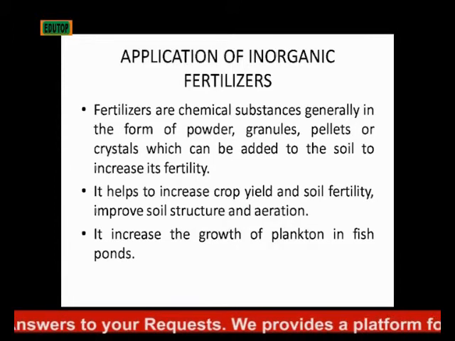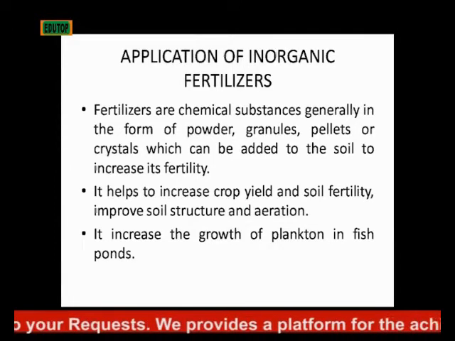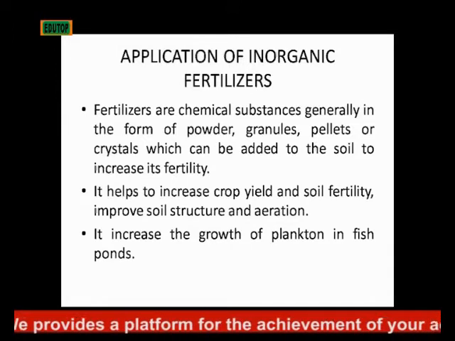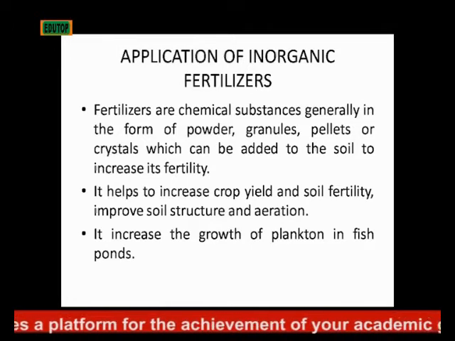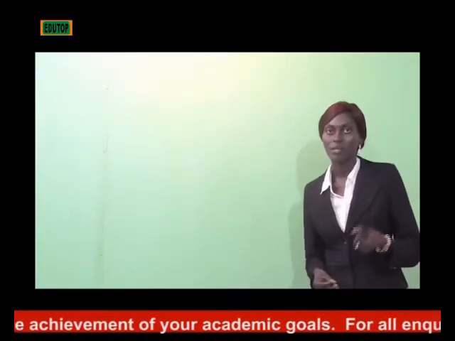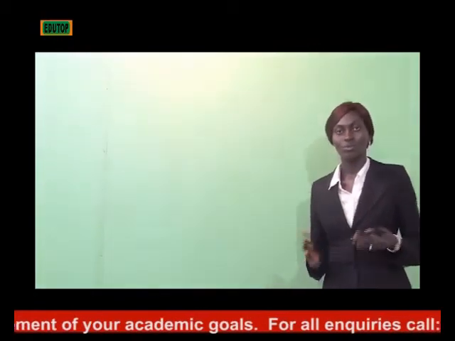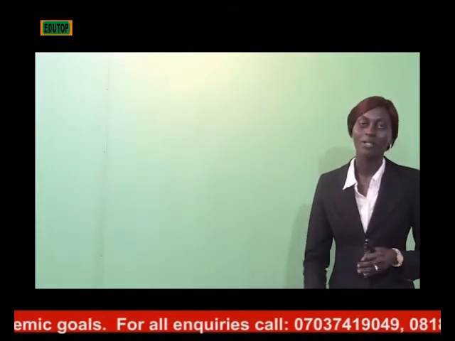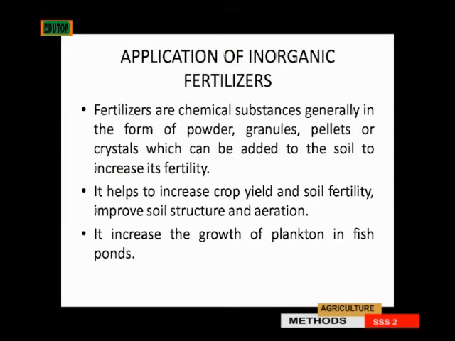Fertilizers are chemical substances generally in the form of powder, granules, pellets, or crystals, which can be added to the soil to increase the fertility of the soil. So it may be in powdery form, may be in crystals, may be in pellets. In whatever form it is, if you add it to the soil and it increases its fertility, it is called fertilizer. Fertilizers help to increase crop yield and soil fertility.